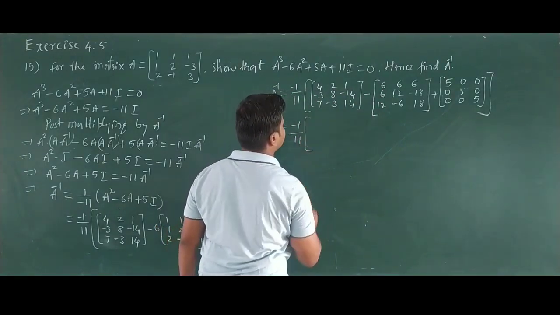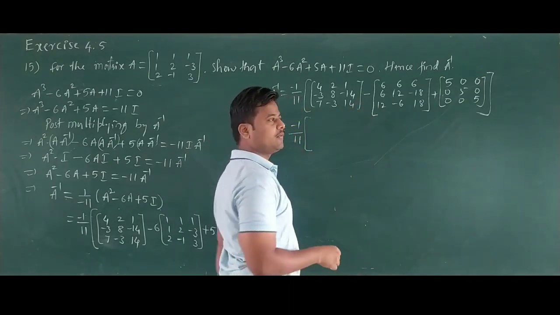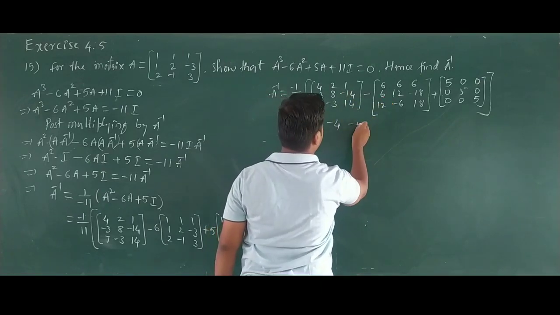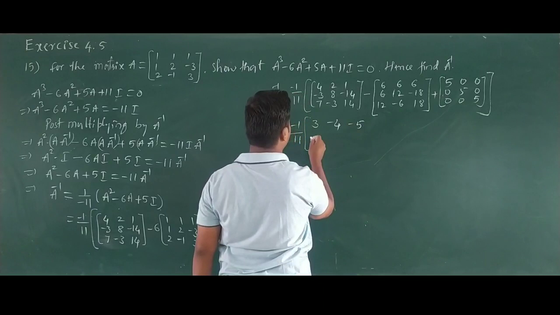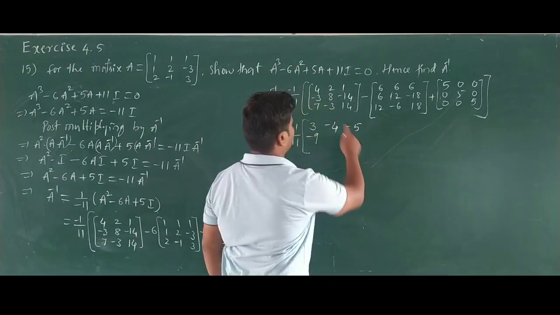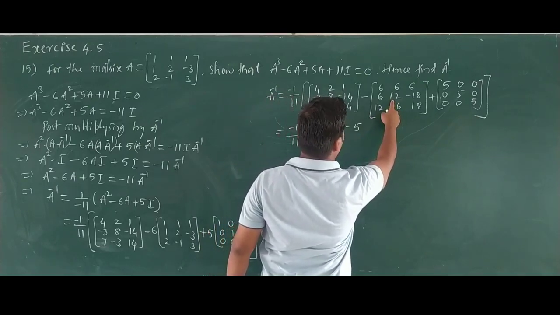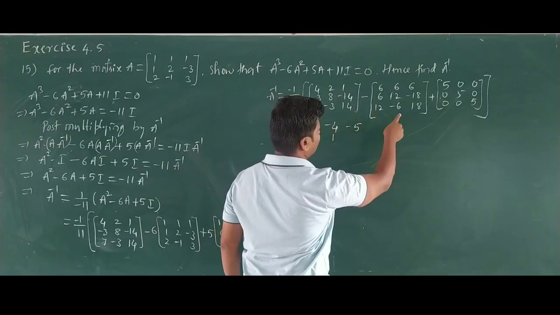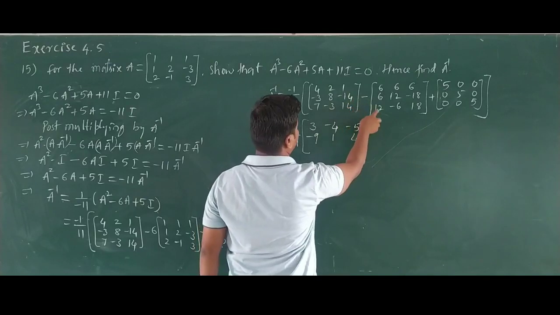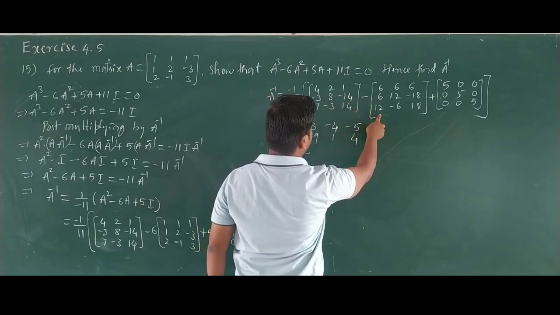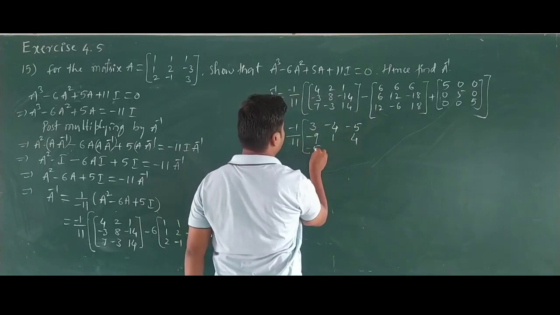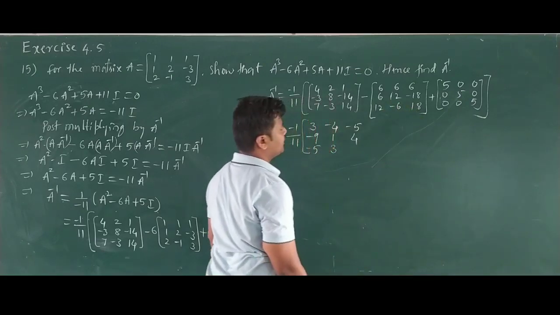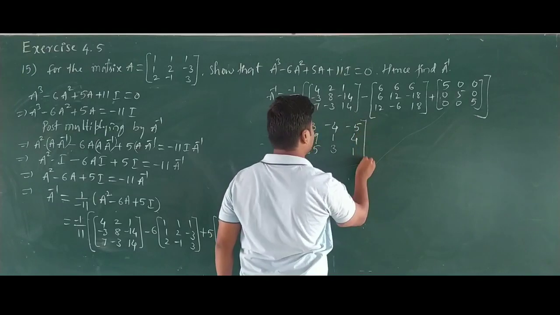minus 1 by 11 into the matrix 4 minus 6 plus 5 is 3, 2 minus 6 is minus 4, 1 minus 6 is minus 5; minus 3 minus 6 is minus 9, 8 minus 12 plus 5 is 1, minus 14 plus 18 is 4; 7 minus 12 is minus 5, minus 3 minus 6 is minus 9... 14 minus 18 is minus 4, plus 5 is 1. So this is your A inverse.